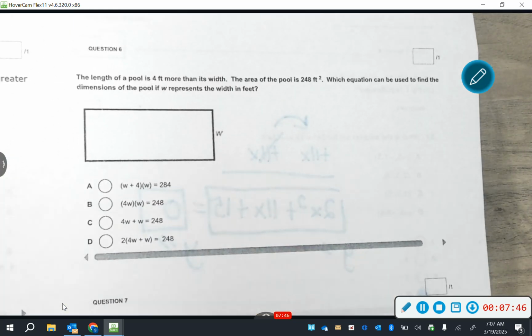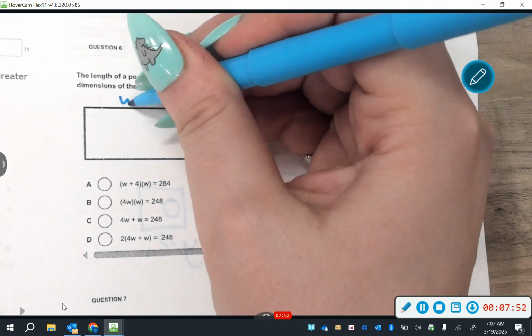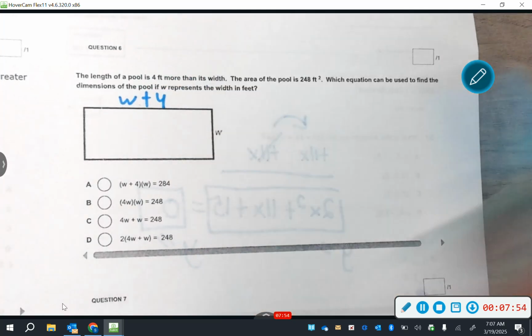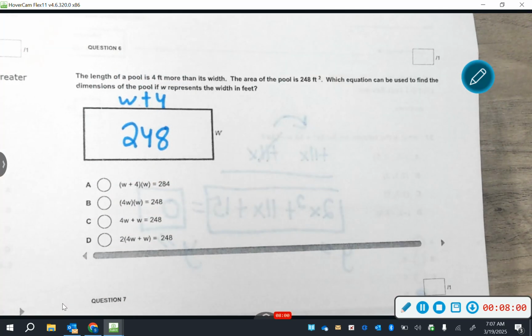Okay. The length of a pool is 4 more than the width. So we already know width is W, so we're going to put width plus 4 for my length. The area of the pool is 248. What equation can be used to find the dimensions of the pool if W represents the width?